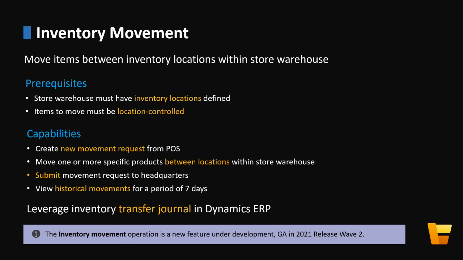Behind the scenes, this operation is leveraging the transfer journal capability in Dynamics ERP to update the location information associated with the moved items in the inventory. Same as the inventory adjustment operation, this operation is still under development at this moment, and it is planned to be released in the upcoming 2021 Wave 2. I would like to give you a preview demo of this operation.